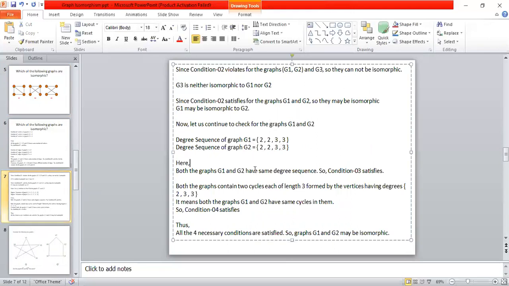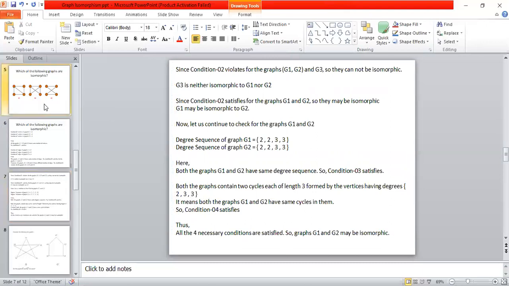Next, coming to the fourth, what is the fourth condition? Same number of circuits of a particular length. We should form cycles of same length. Here both the graphs G1 and G2 have same degree sequence, so condition 3 satisfied. Both the graphs contain 2 cycles each of length 3 formed by the vertices having degrees 2, 3, 3.